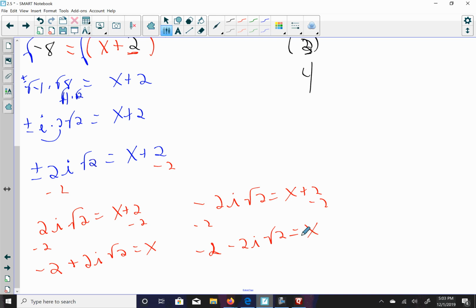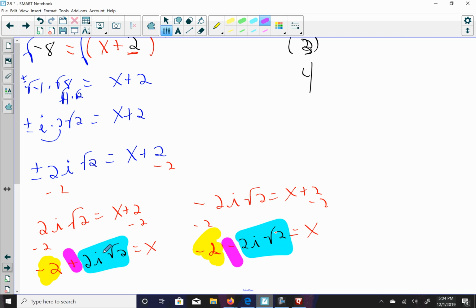And you should notice that these answers look pretty similar. Both of them have a real part of negative 2. We're going to highlight some things here. Both of them have a real part of negative 2, and then the imaginary part is this 2i times the square root of 2, and this will be 2i times the square root of 2. The only thing that's different between these two is one has a plus sign and one has a minus sign. And that's the next thing we're going to talk about.